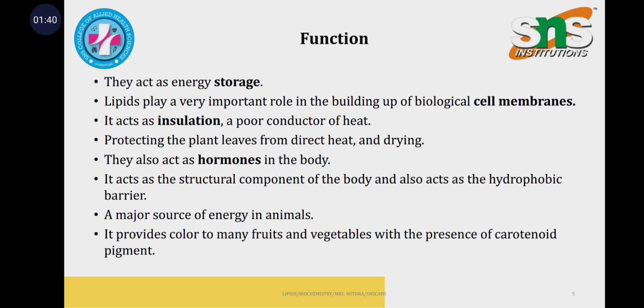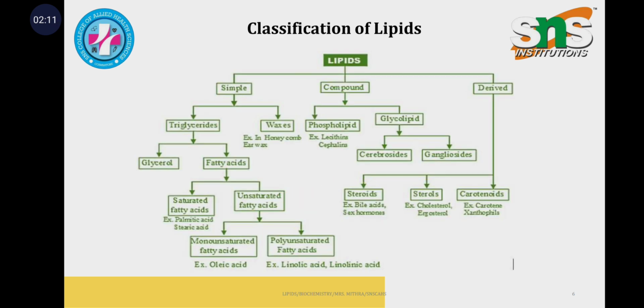So the main function of the lipids, it acts as energy storage and it plays a very important role in building up of biological cell membranes. It acts as insulation, that is a poor conductor of heat, and it protects the plant leaves from direct heat and drying. It also sometimes acts as hormones in the body, and it provides color to many fruits and vegetables with the presence of carotenoid pigments.